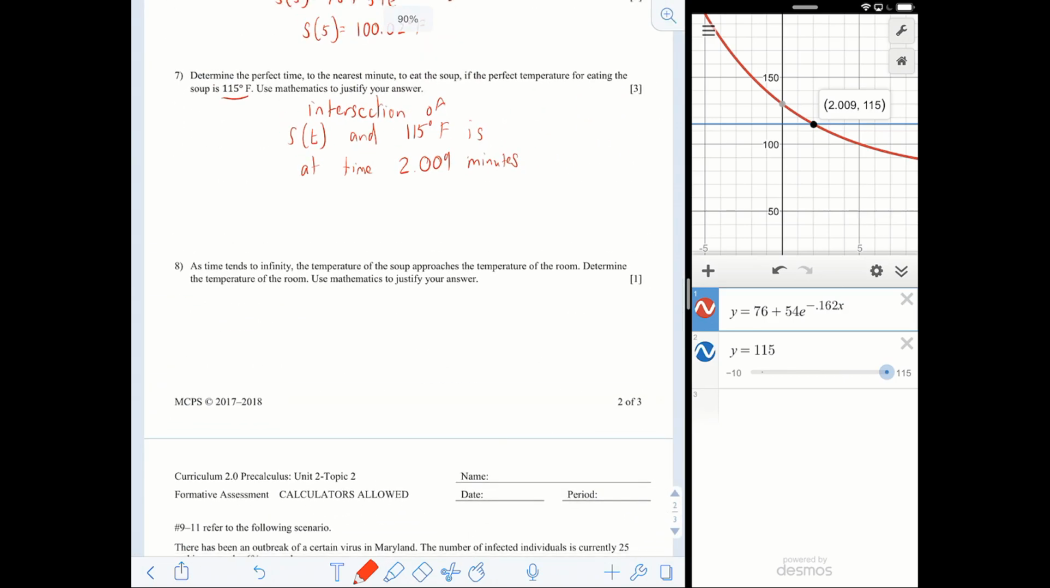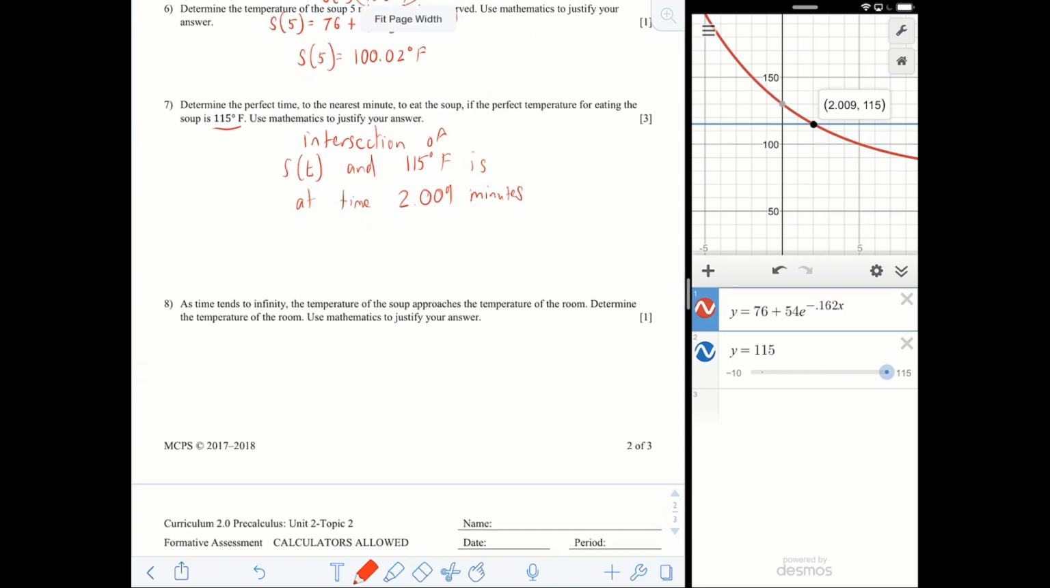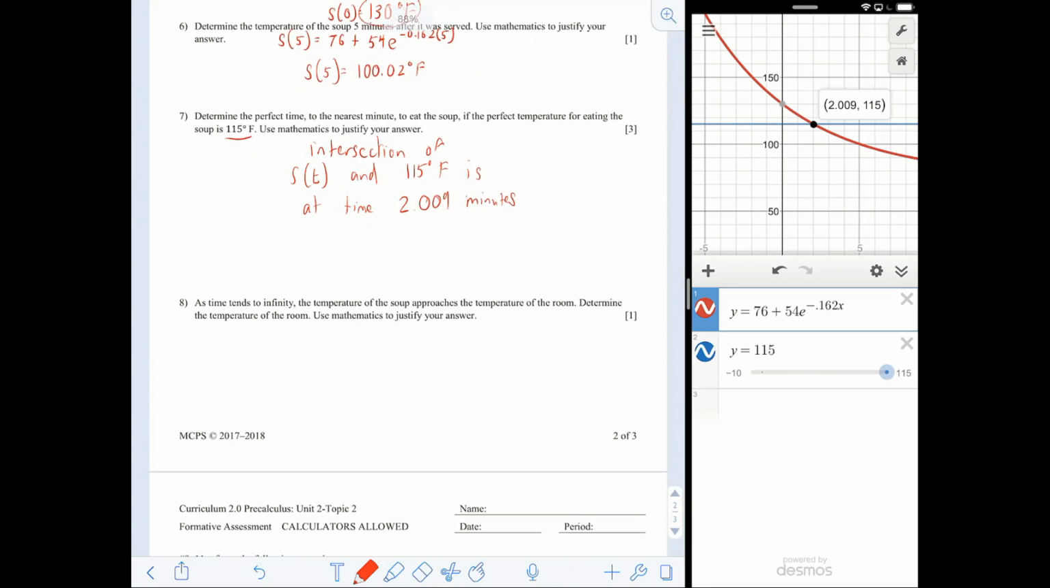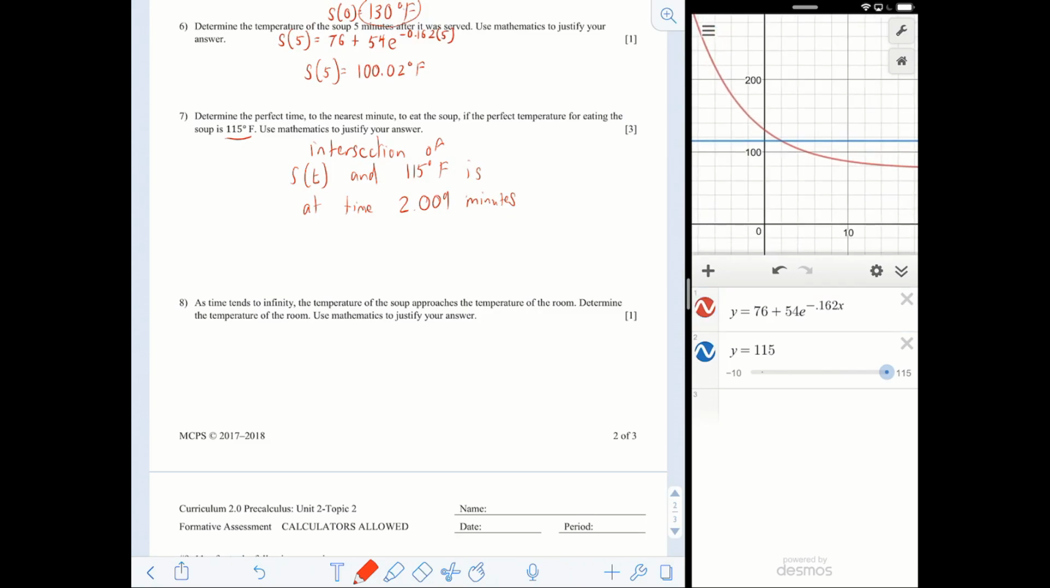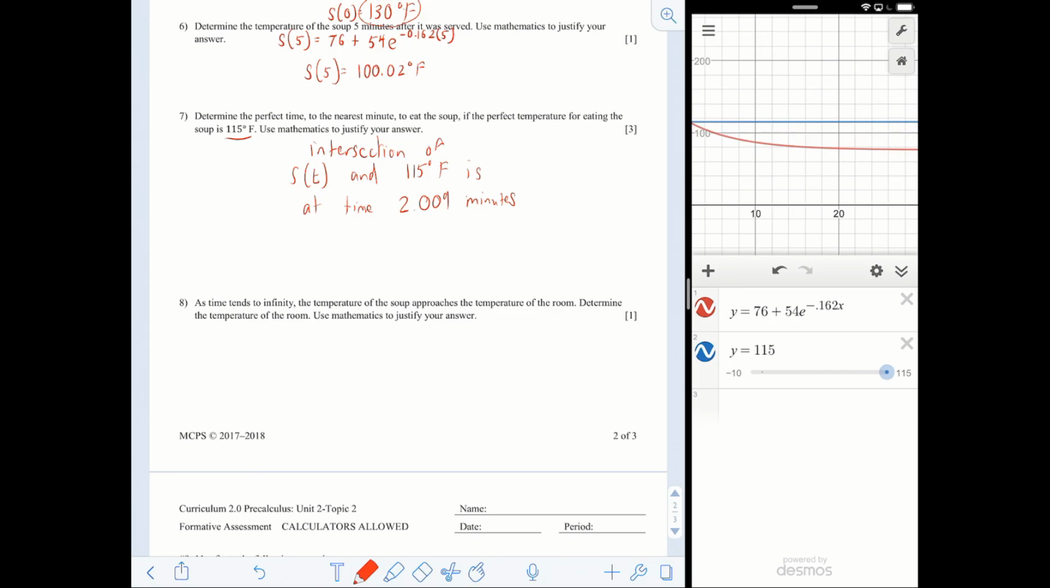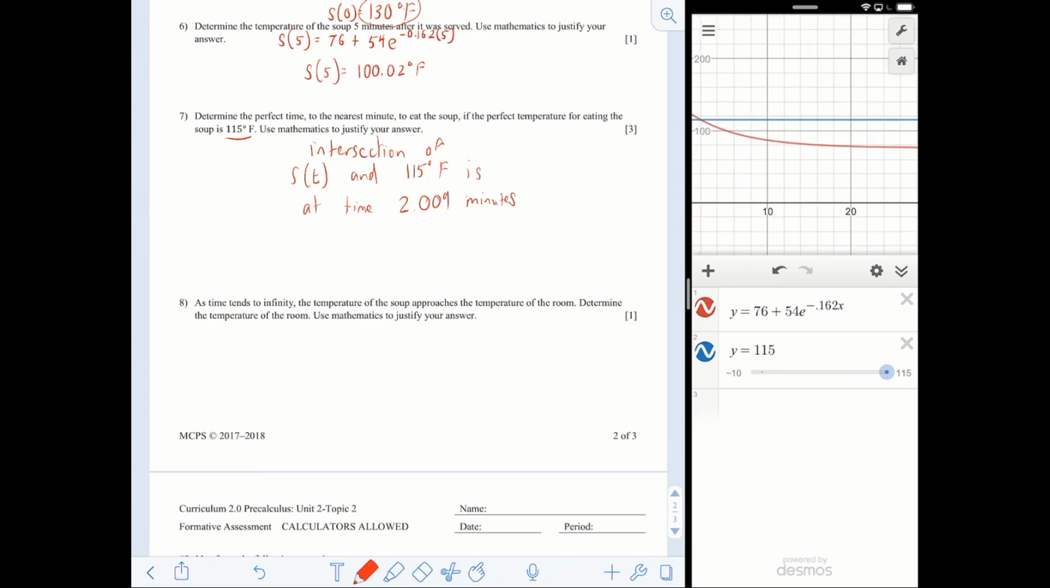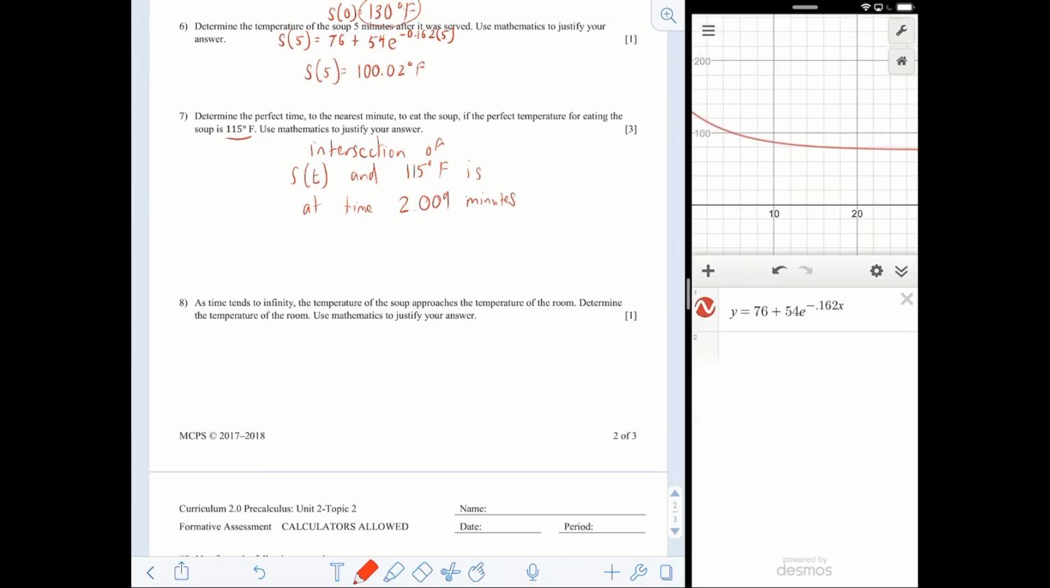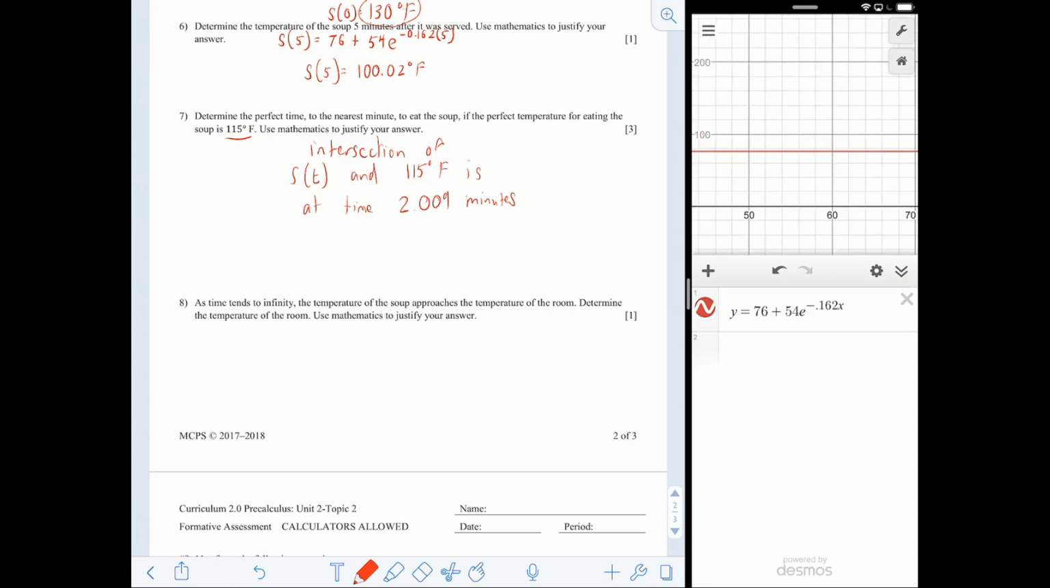All right, then it says, as time tends to infinity, the temperature of the soup approaches the room temperature. Determine the temperature of the room. Use mathematics to justify your answer. With this, you want to try to figure out what these values are possibly going to. So I can keep moving these values so that it gets closer and closer to some type of temperature. Let me tap that graph again. It looks like that's getting closer and closer to 76.